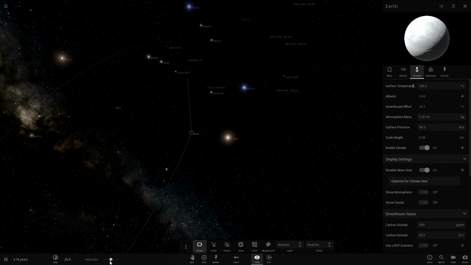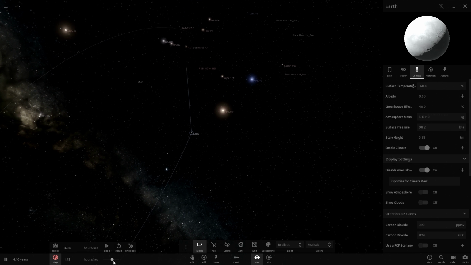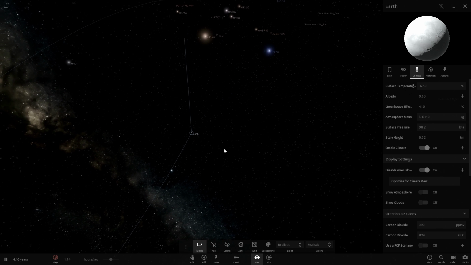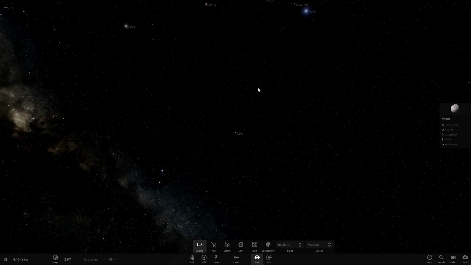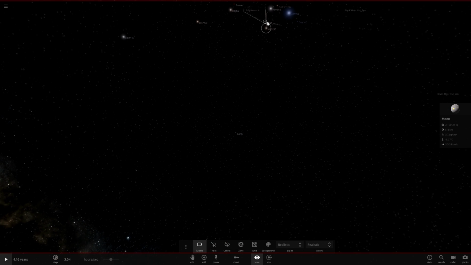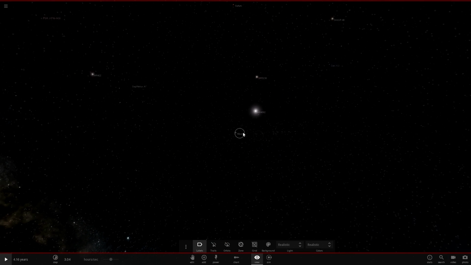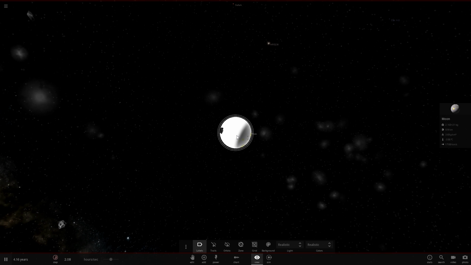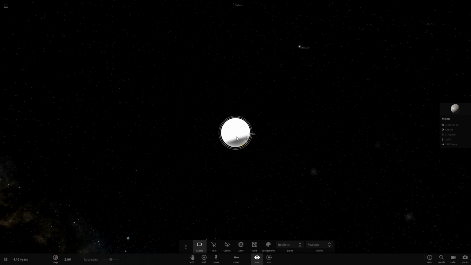Now let's see what happens after a few more years. We're going to run the simulation a little bit longer and discover what happens to both the surface temperature and also the actual shape of our planet. And looks like something happened to our moon. Our moon traveled a little bit too close to Sagittarius A and has been basically destroyed. It turned into dust and fragments.